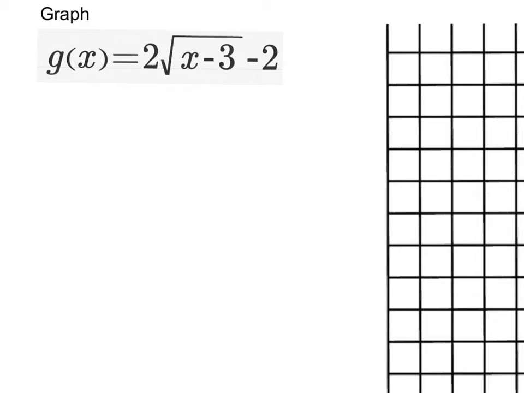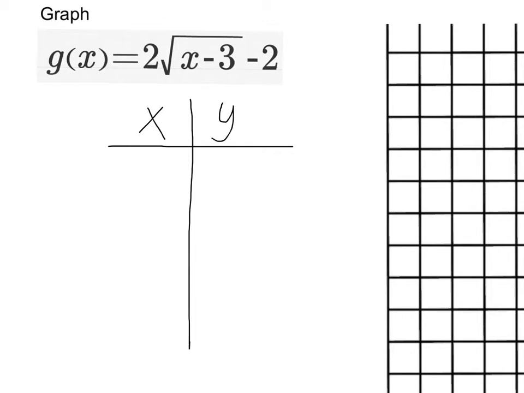Okay, so in our last video regarding taking the square root, graphing, in this video we want to graph g of x equals 2 square root of x minus 3 all minus 2. Okay, now like we've been saying in all our videos, if we are not sure what the graph looks like, we can make a t-chart. And it doesn't matter what the function is, you can always make a t-chart.